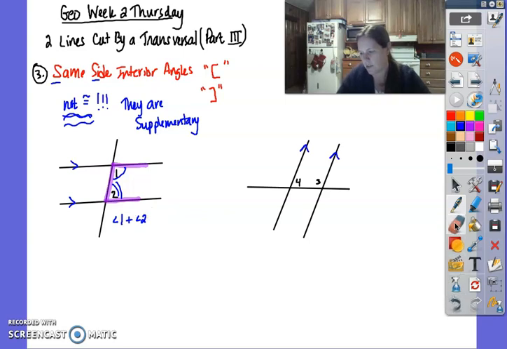Oh, you know what I didn't do? I hate to push this too much because you saw how glitchy the last video got. Measure of angle 1 plus measure of angle 2 equals 180 degrees since they're supplementary.